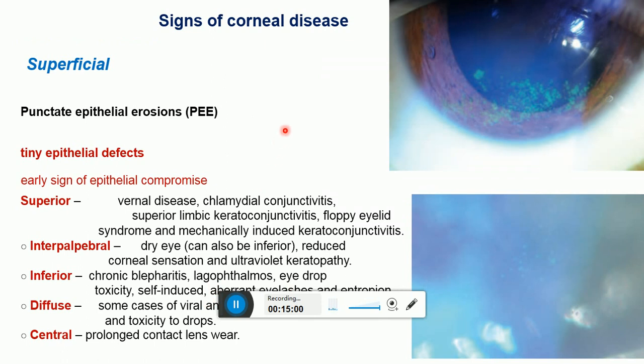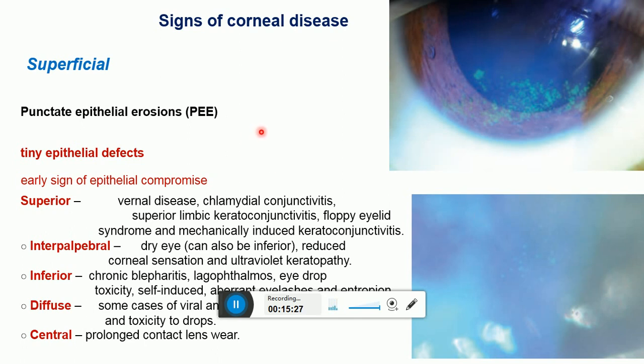Now the signs of corneal disease. First of all, the superficial. Number one is punctate epithelial erosions. They are tiny epithelial defects. They stain with fluorescein, here you can see, and rose bengal. Here you can see rose bengal. They are generally an early sign of epithelial compromise.